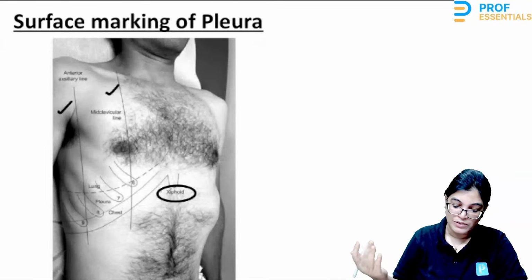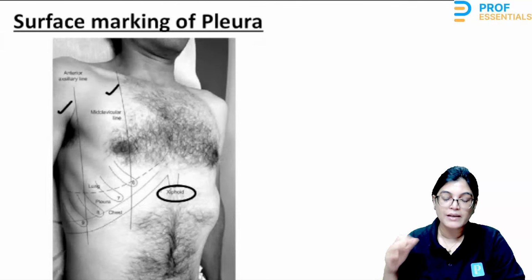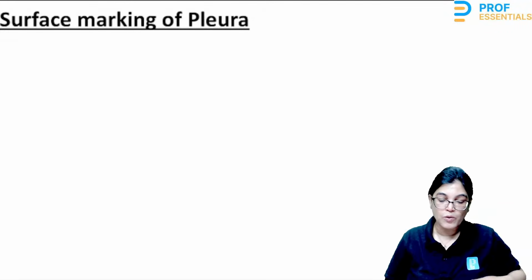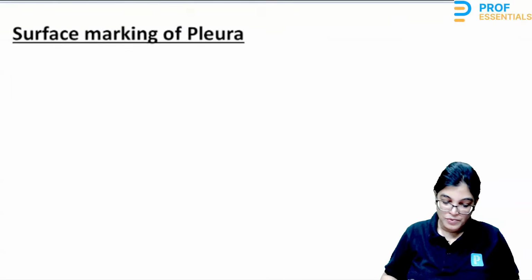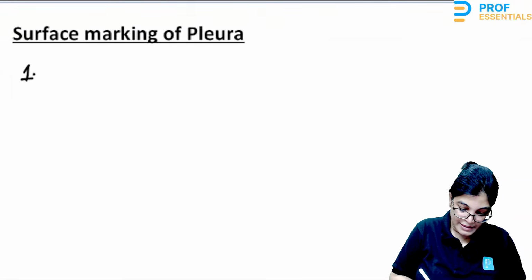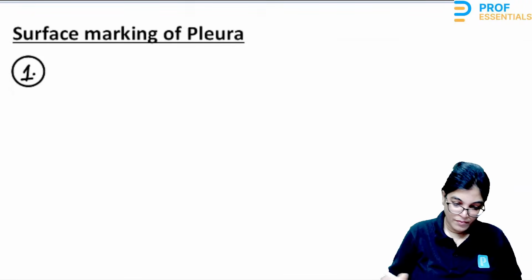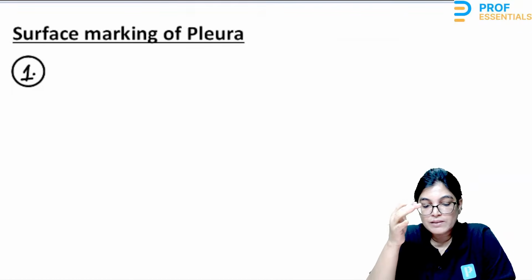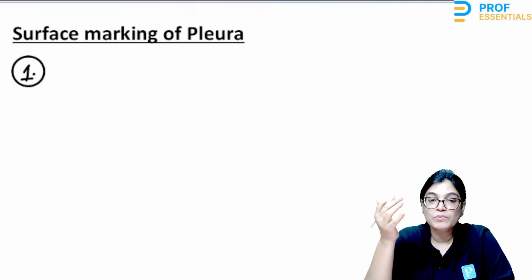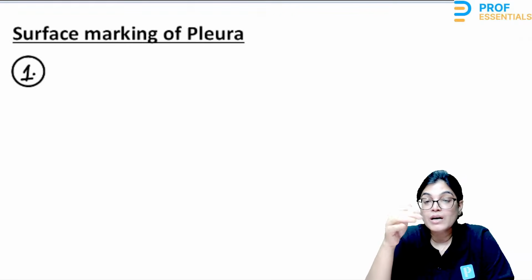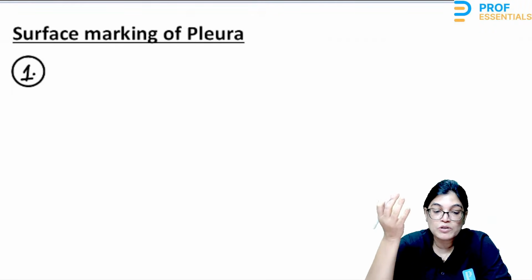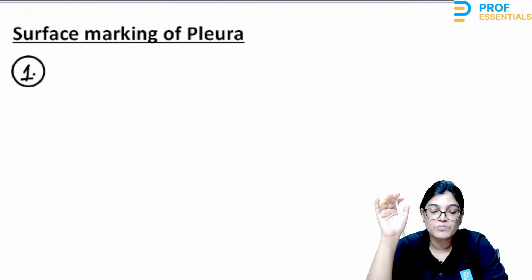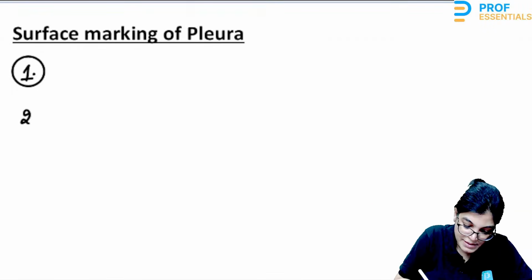I would like to tell you one by one. You have to understand firstly the cervical pleura. We will make a diagram also. First I will tell you about cervical pleura marking, then the costomediastinal line of pleural marking, then the costodiaphragmatic line, and then the posterior line, that is the costovertebral line. So we can understand the surface marking of the pleura as four points.